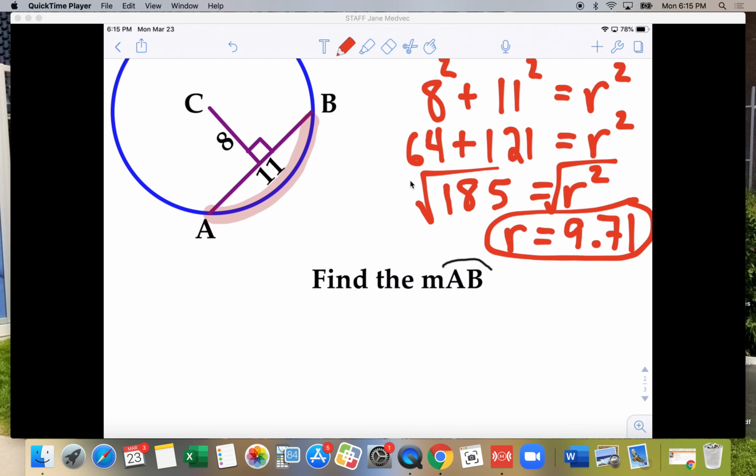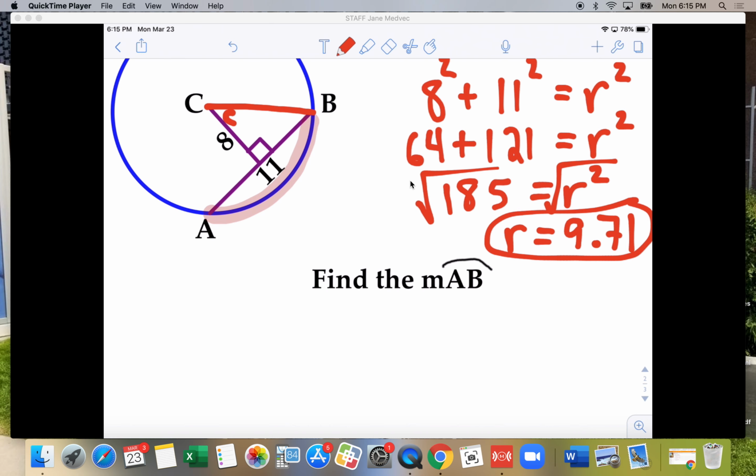I'm going to go ahead and reestablish this radius, okay? And I'm going to call angle C, this little angle right here. So I'm going to call that C, okay? And one of the things that we just learned is that the diameter, when it forms a right angle with a chord, it cuts it in half.